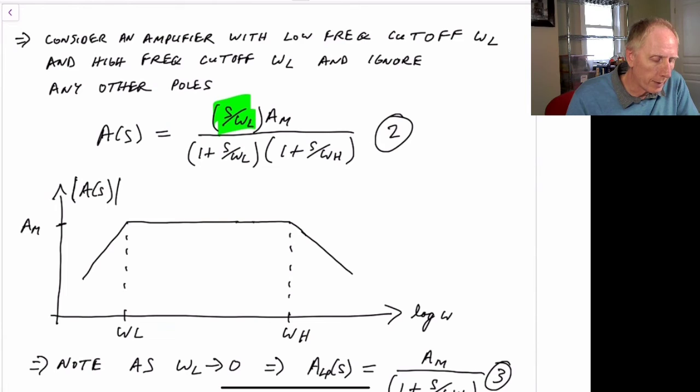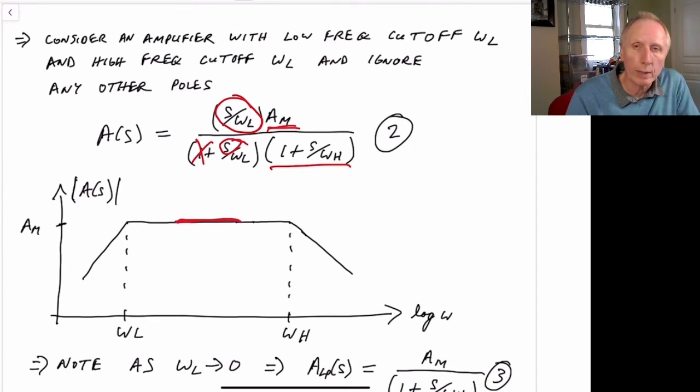The reason for that is that as we're in the mid-band region, S over omega L is much greater than 1, so we're letting S equal j omega in order to calculate the magnitude of the frequency response. So when j omega over omega L is much greater than 1, then we can ignore this term. And so if we also put this term in here, we'll find that for j omega much greater than omega L, this would just have a gain of A sub m divided by 1 plus S over omega H. So that gives us our mid-band region that we'd like to see.